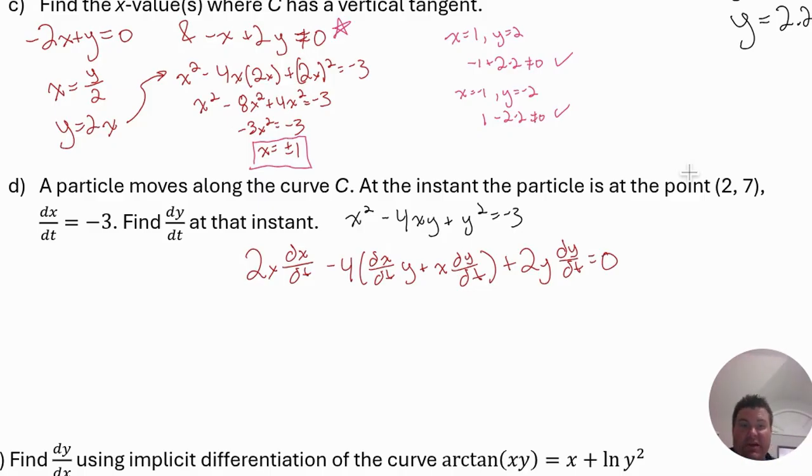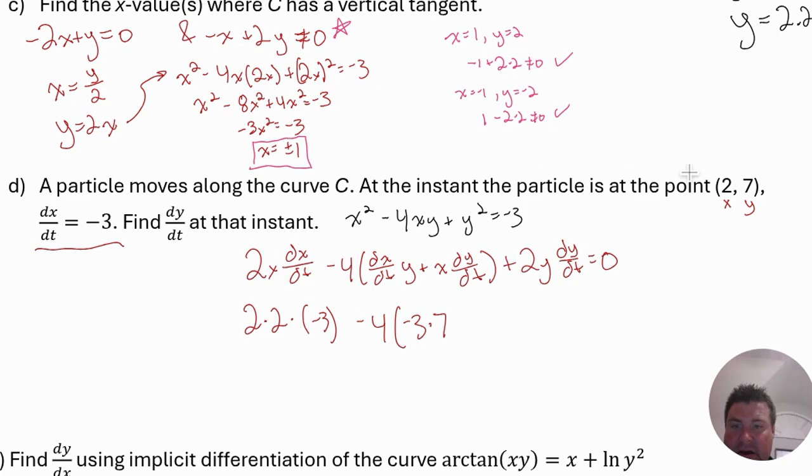I'm going to go ahead and just start plugging everything in. I know that x is 2, y is 7, and dx/dt is negative 3. When I do that, I'm going to get 2 times negative 3 minus 4. I'll distribute that here in a second. dx/dt I have is negative 3 times y, which is 7. Plus we have x here, which is 2, dy over dt, plus 2 times 7 dy over dt equals 0.